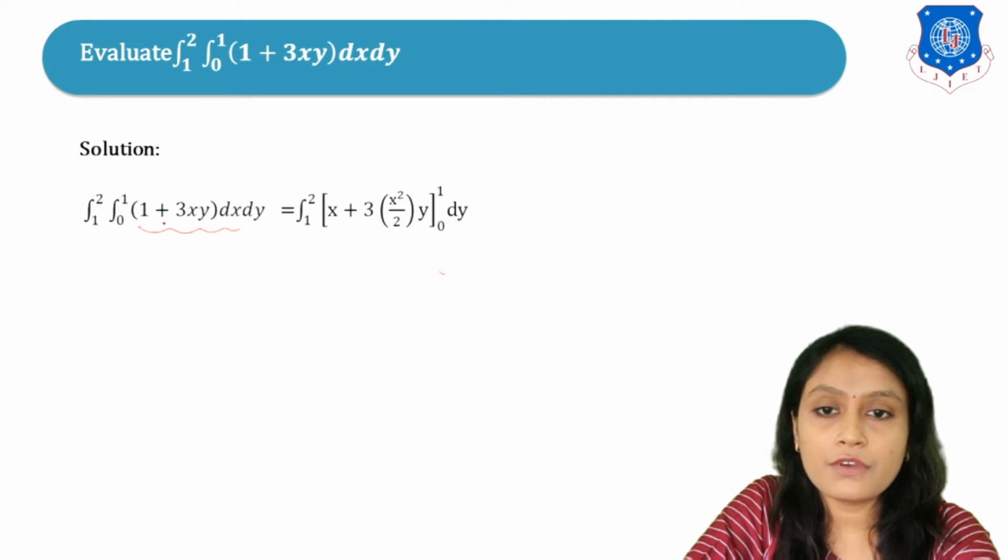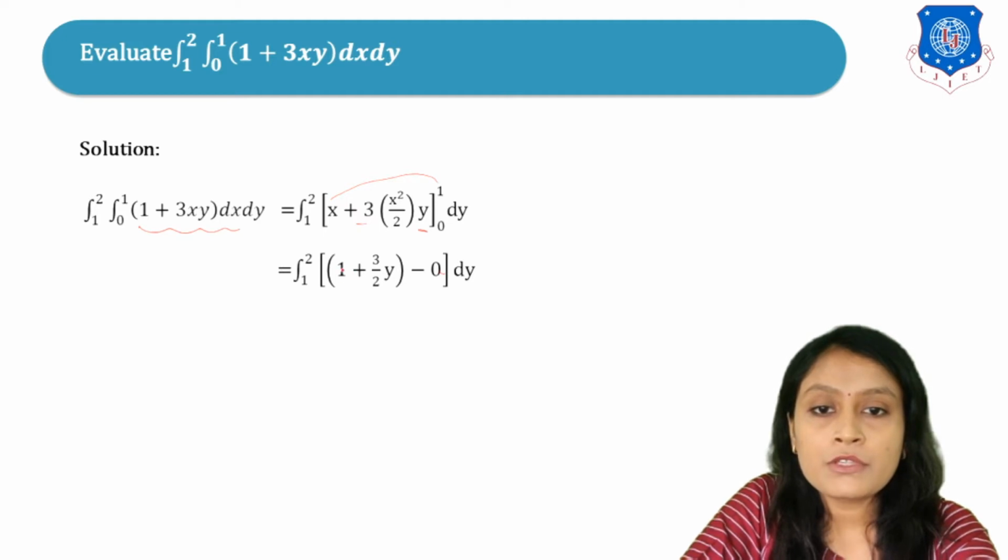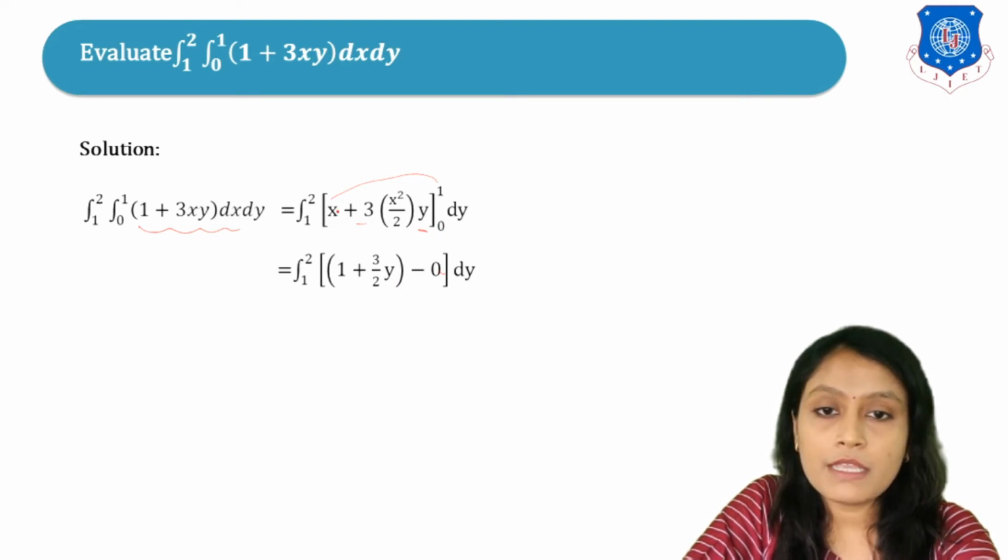Integration of 1 is what? x plus 3, and y will remain as it is here. And integration of x will be x square by 2, and the limits are 0 to 1. Now we will substitute the limit. Firstly we will substitute the upper limit, that is 1. In place of x we have to substitute 1. So you will get 1 plus 3 by 2, here we have 1 and into y, minus, now the lower limit. In place of x we have to substitute 0. So this term will go to 0 and this term will go to 0. So here we have 0, right?